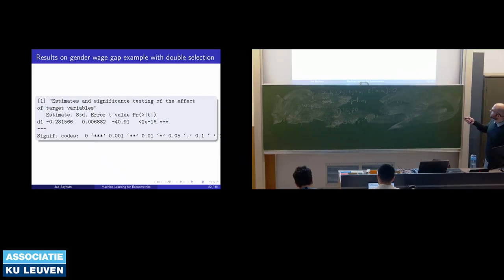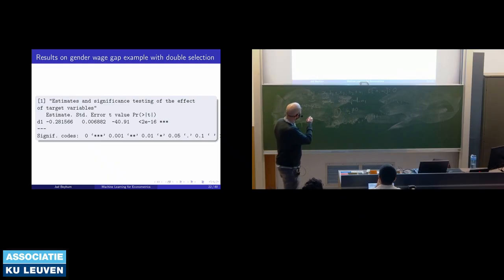So we get this estimate, minus 0.28. Essentially that means that once you control for all these variables, the method finds that women earn around 30% less than men. So in the same occupation, coming from the same type of places with the same experience. This is huge. This is data from 2012. If you run that with more recent data, the difference is going down.